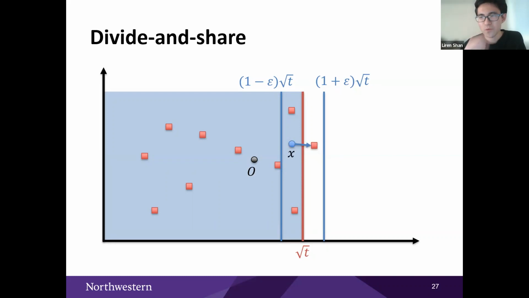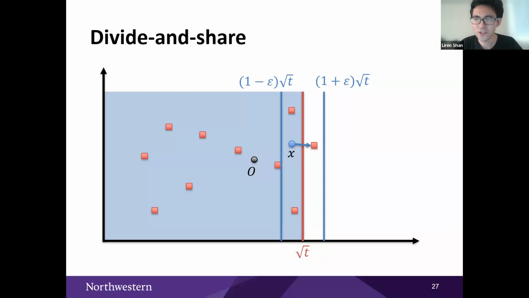Consider a point x which is close to the boundary of the left region. In our algorithm, this point x is not separated from its closest center by our cuts. Then we will recursively call our algorithm divide and share on the left region and the right region separately. To analyze this algorithm, we need to upper bound the expected total cost and the number of leaves.